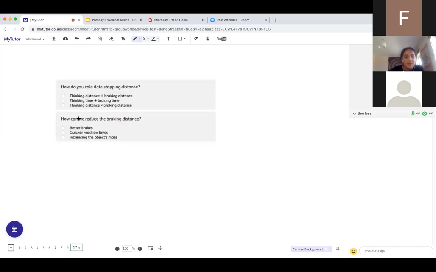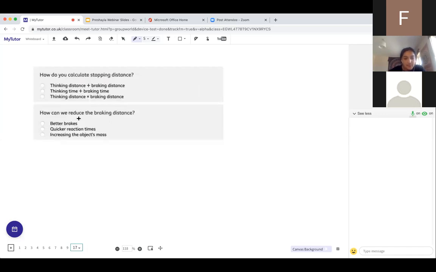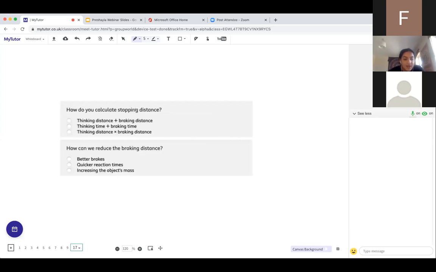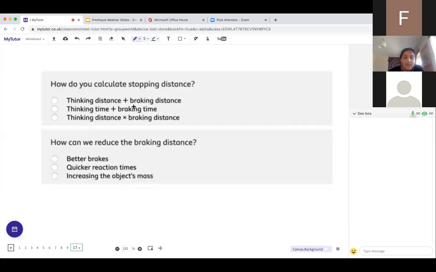Okay, how do you calculate stopping distance? Is it thinking distance plus braking distance, thinking time plus braking time, or thinking distance times braking distance? So, yep, thinking distance plus braking distance is stopping distance.